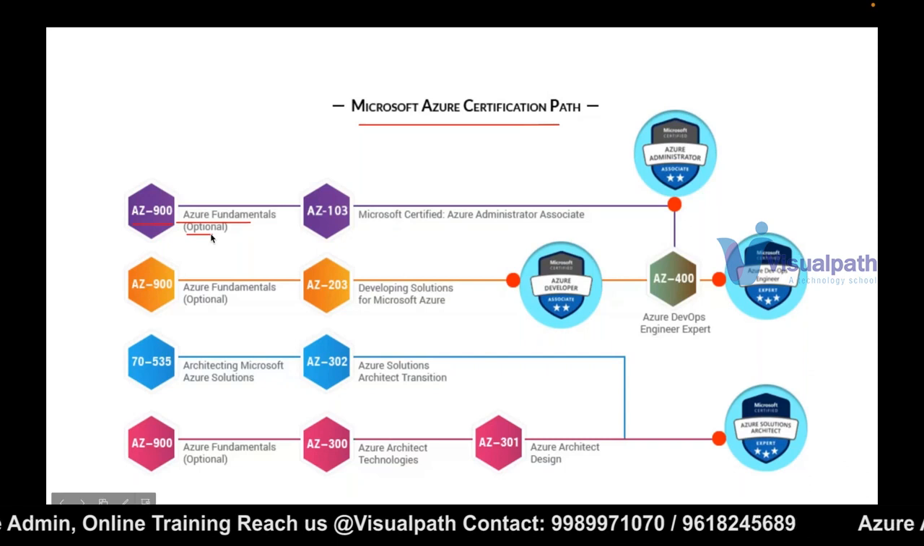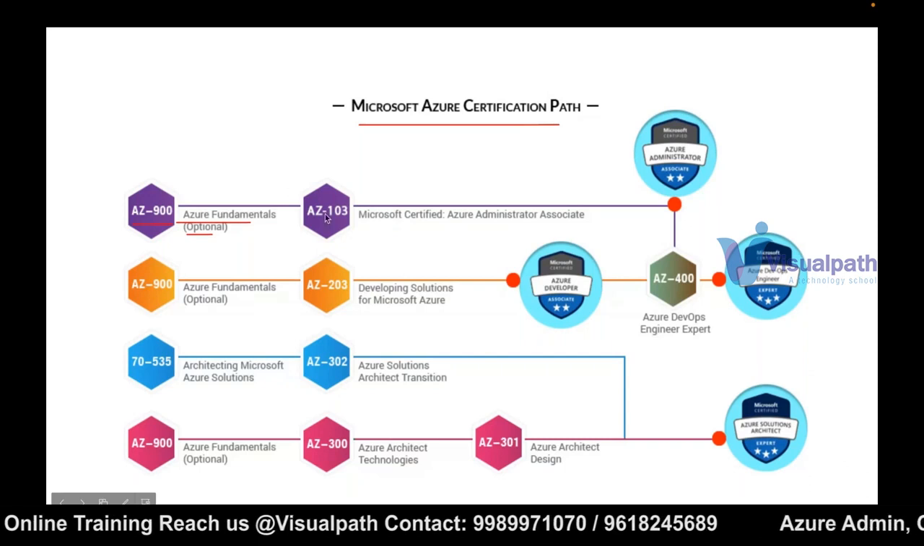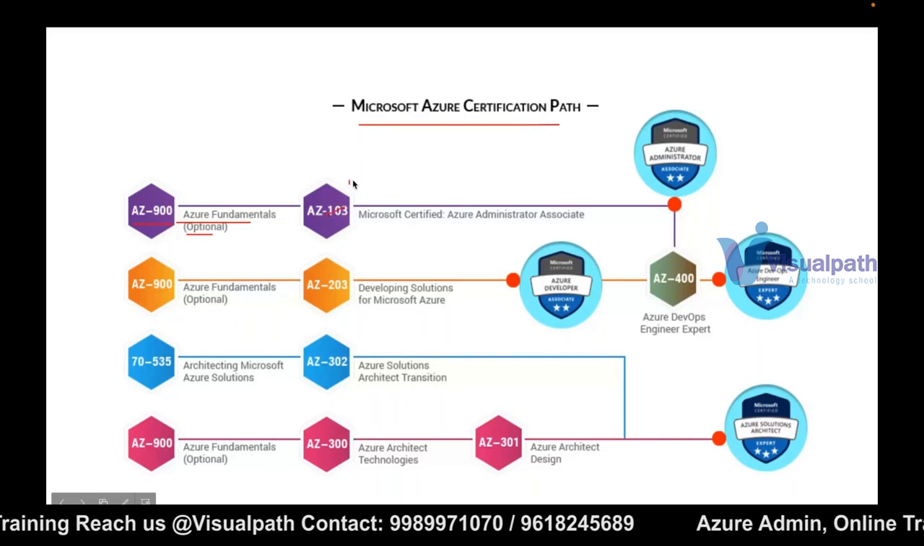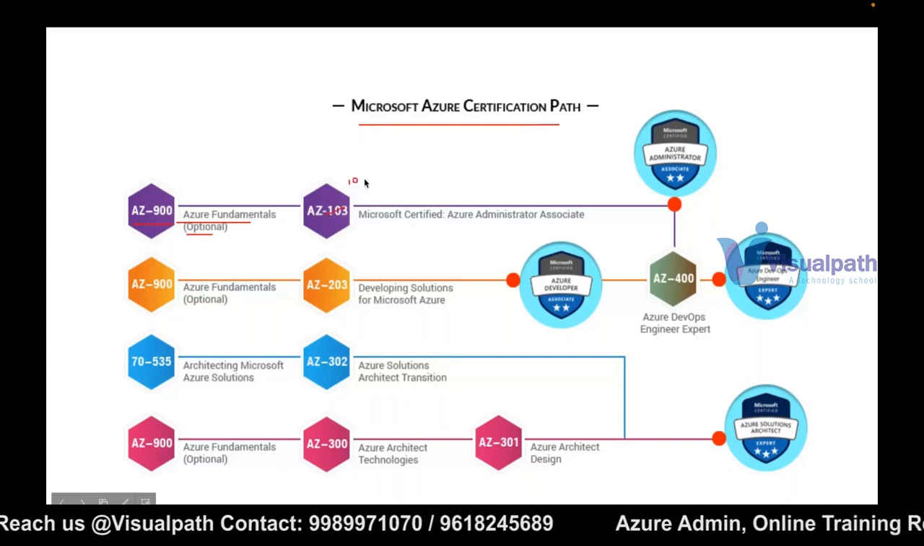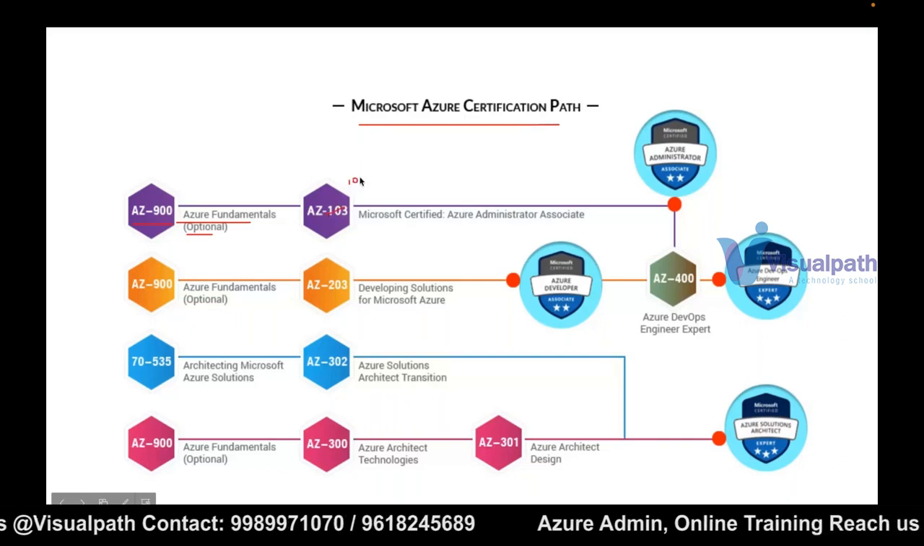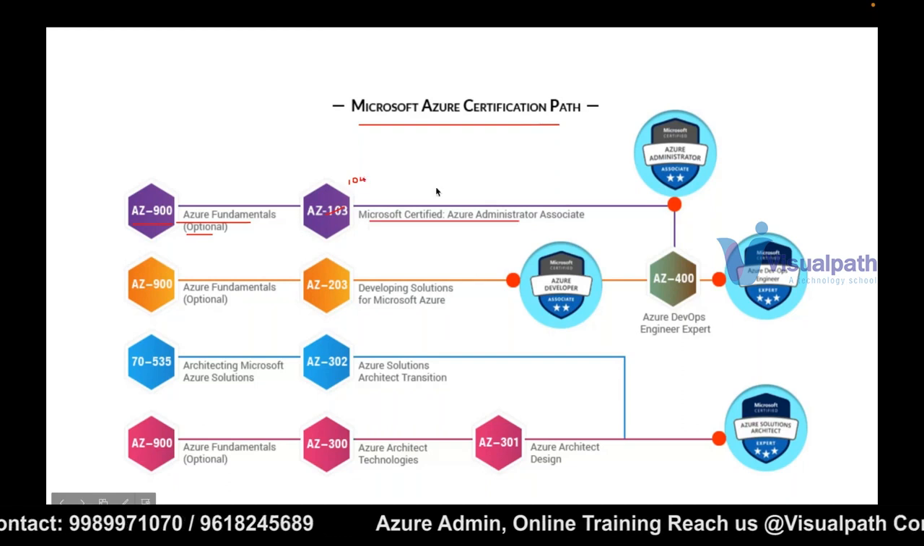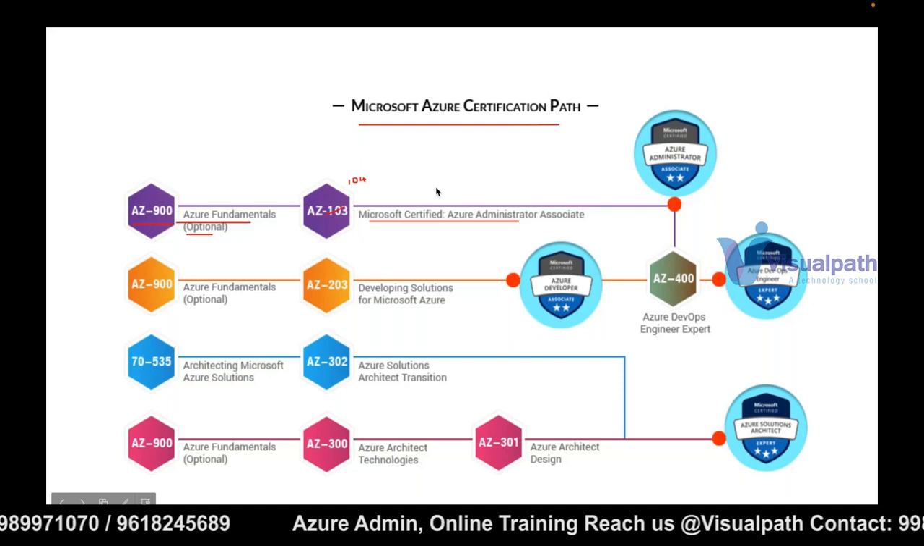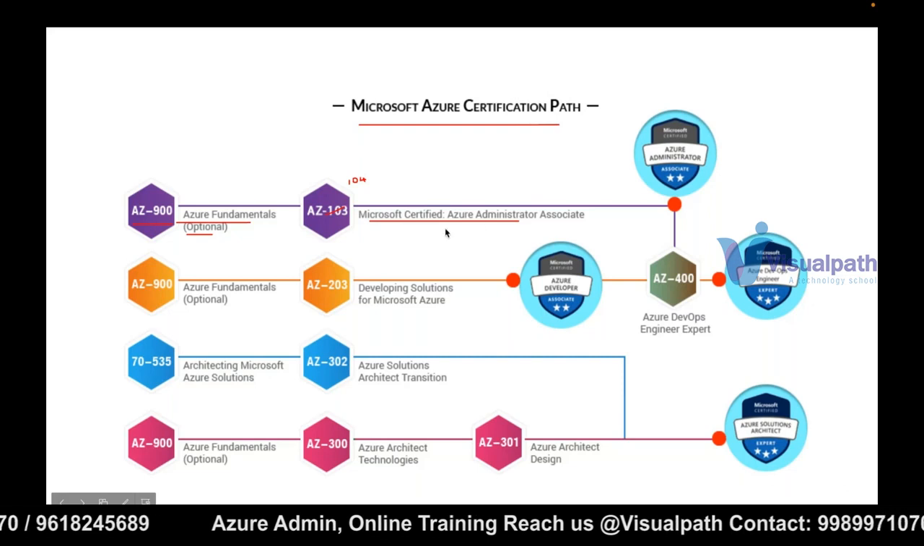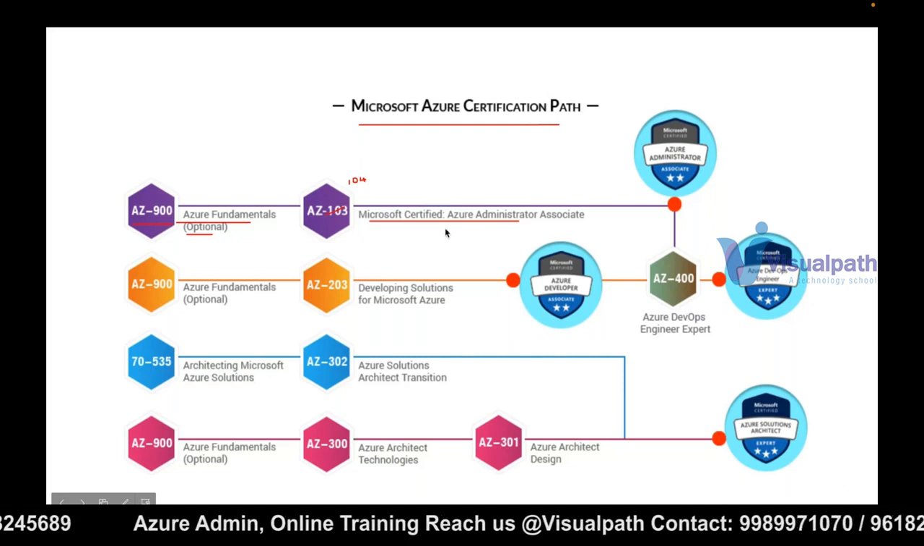And there are two main learning paths in Azure. One is Azure administration. Earlier the paper code was 103, now it is 104. Okay, which talks purely about how you build and manage your infrastructure in the Microsoft Azure cloud. That is the one we will be looking into.